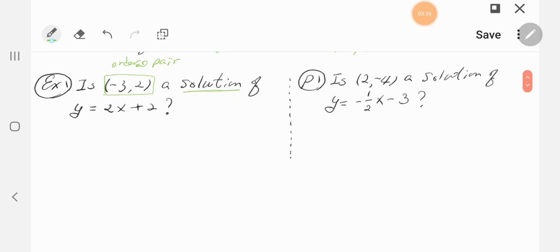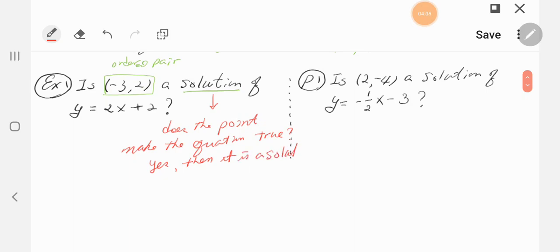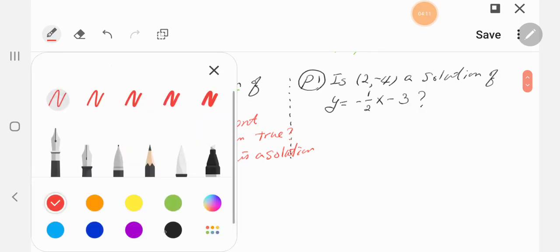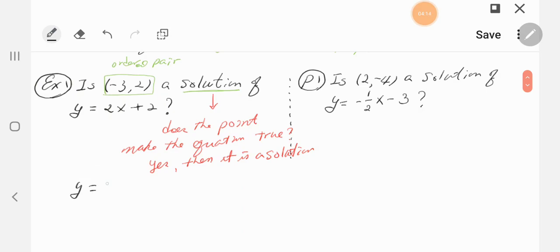Solution means: does the point make the equation true? Yes, then it's a solution. No, then it's not a solution. Can you see it? So what we do is we just plug in the x value and the y value.